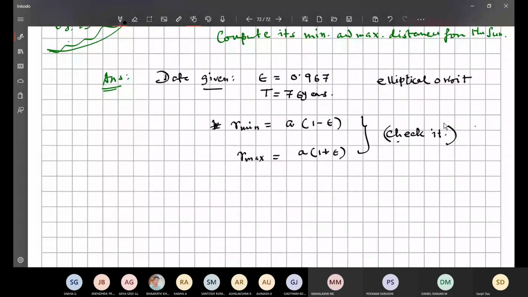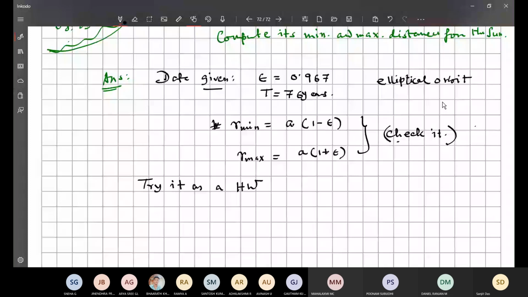Now, if this is the case, what do I need to do? Suppose this is the data given. Then epsilon is already given to you. You have to compute a from Kepler's third law, isn't it? Yes, sir. So try it as homework. I will not do it. Try it as homework, because otherwise in this time I can do something else.